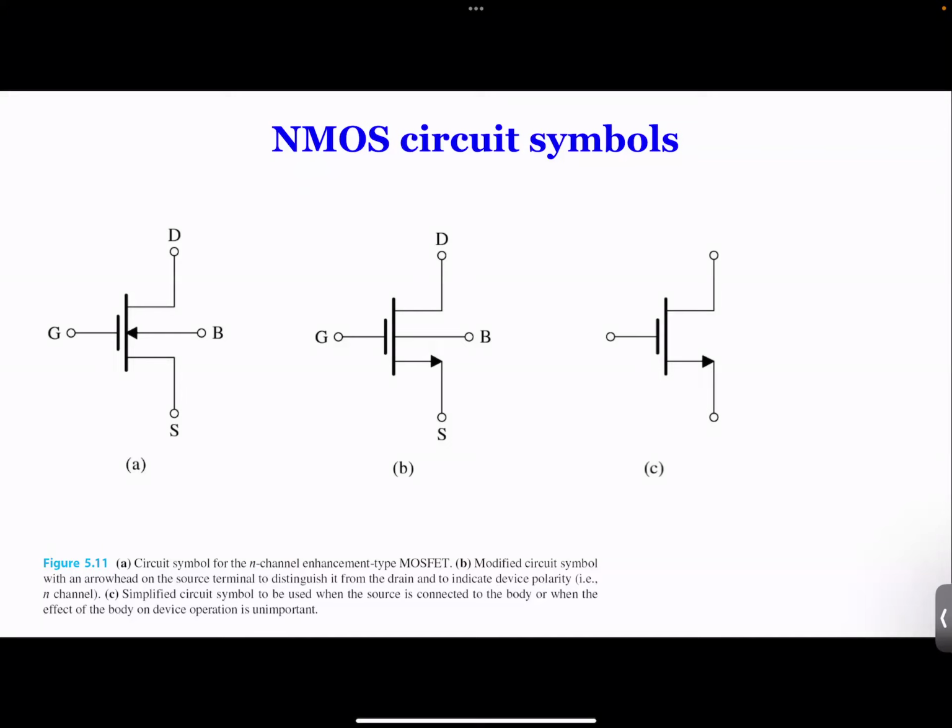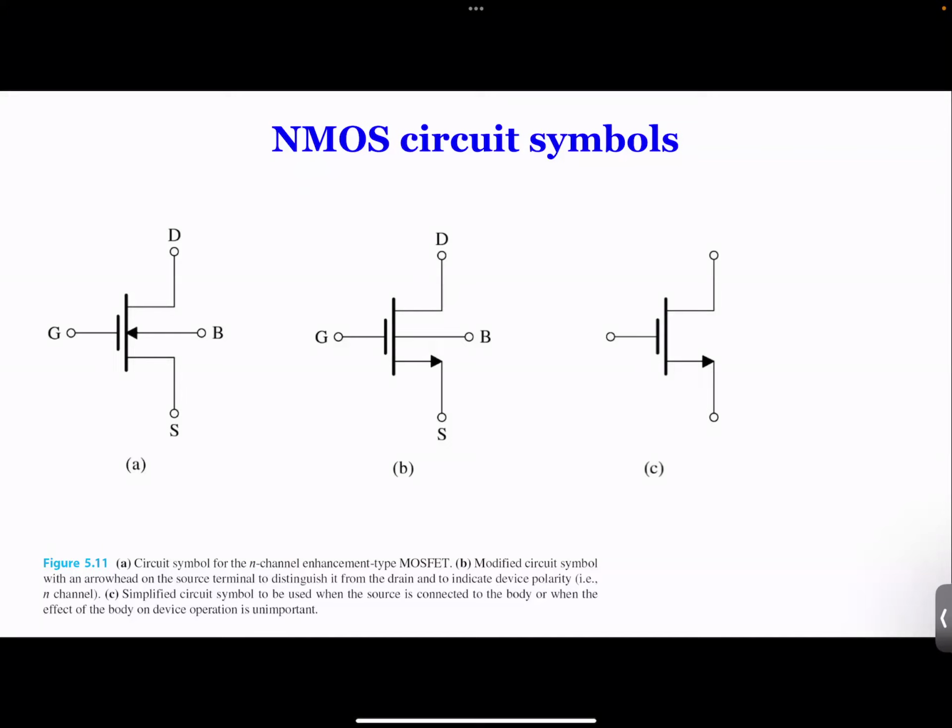There are three different symbols that are used interchangeably for an NMOS circuit. And over here, you see A, B, C, those are three circuits. The difference, as you can see, is that A represents the physical structure with a body that is connected in the middle. But the directional current from body to the middle is kind of difficult to understand. So therefore, this device model is not used quite often.